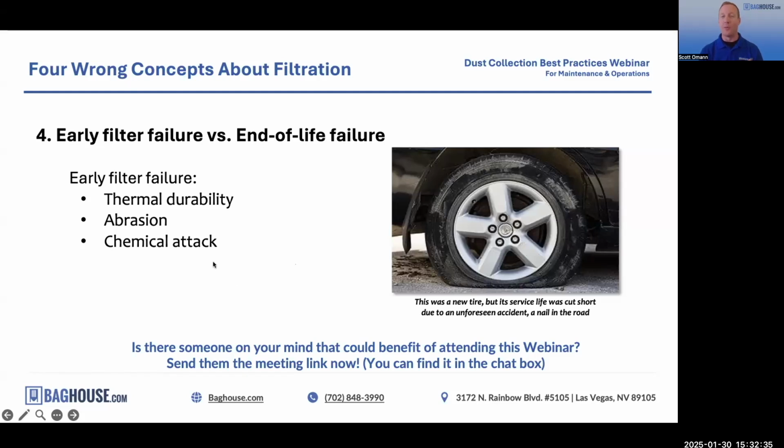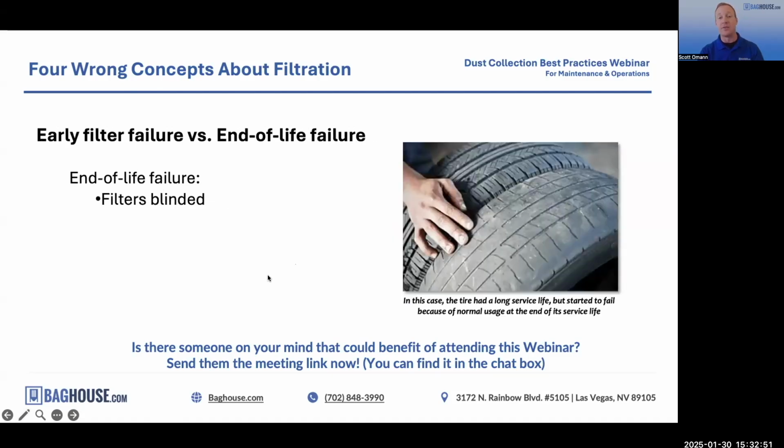So what concept do we want to understand? We want to avoid these different types of early filter failures to be able to get the most out of our baghouse filters. So the next concept we want to understand would be our next slide there: early filter failure versus end of life failure.